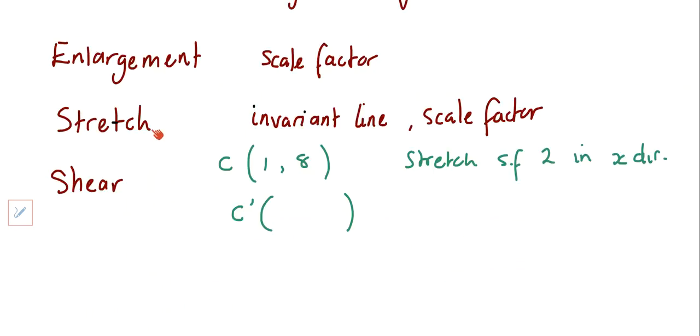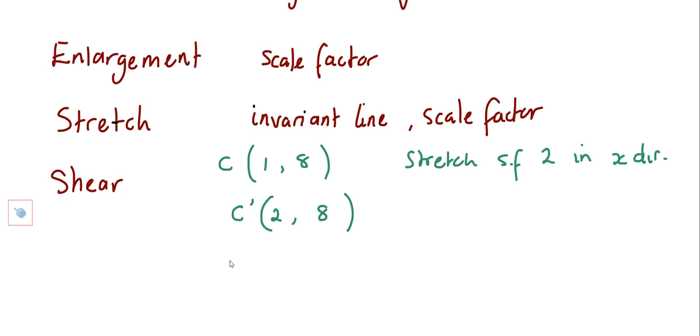So if we go back up here, look. If I've got a stretch, scale factor 2, invariant line y, so x direction, what would the new coordinate be? So it'd be 2, 8, wouldn't it? Remember, the y didn't change. It just shifted everything that way. So it was the x coordinate.